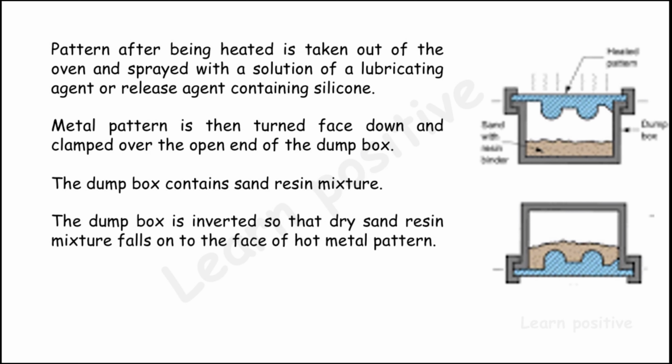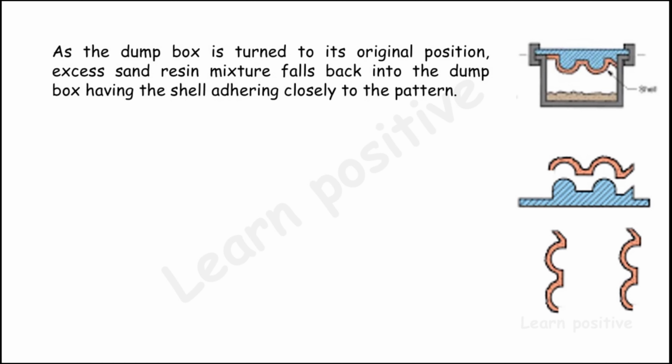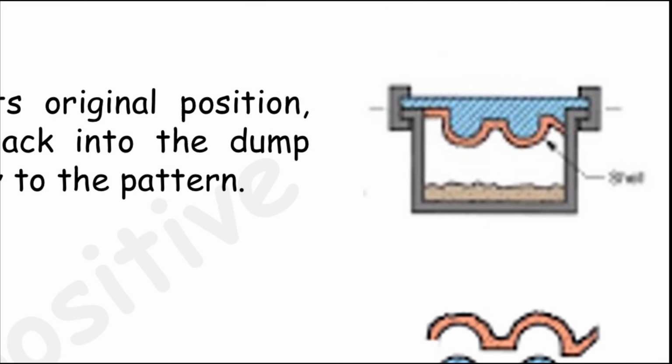So you can see in the first image the pattern was fixed and clamped on the dump box, and in the second image it was turned upside down, and the sand mixture is on the pattern. The resin sand mixture in contact with the pattern gets heated up and fused to form a soft and uniform shell of about 6 mm thickness. And now the dump box is returned to its original position, so we again turn it upside down, and the excess sand resin mixture falls back into the dump box, leaving the shell closely attached to the pattern. You can see it in the image. So a shell was created on the pattern.